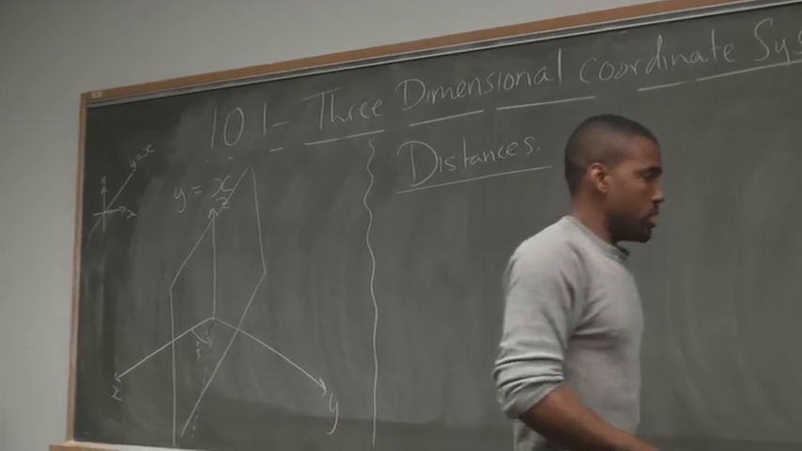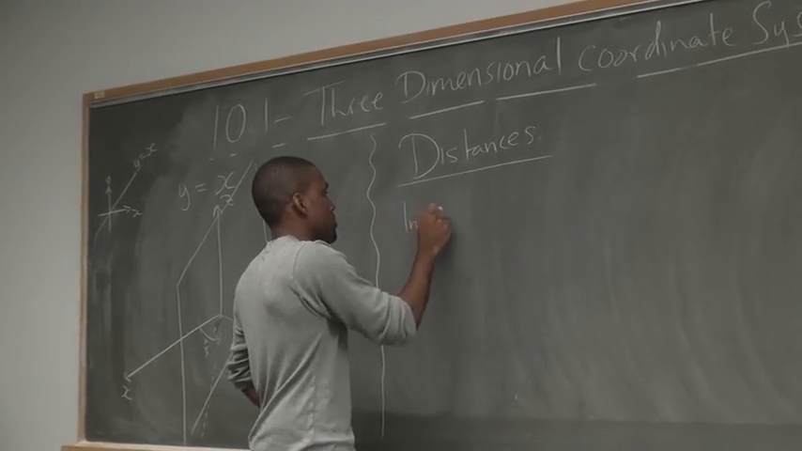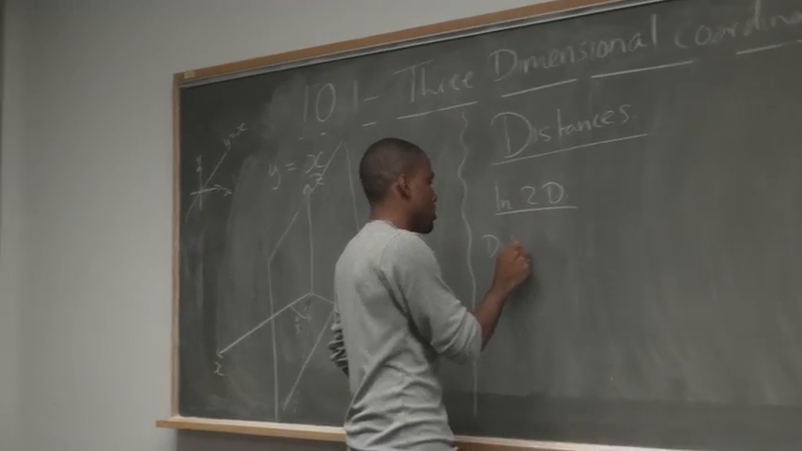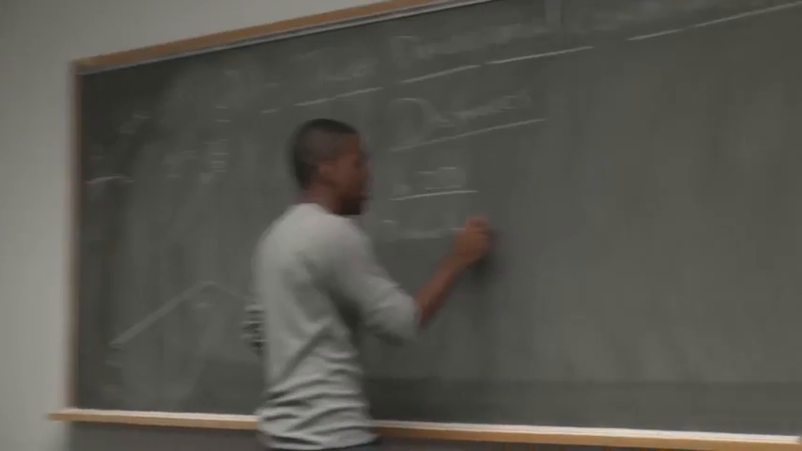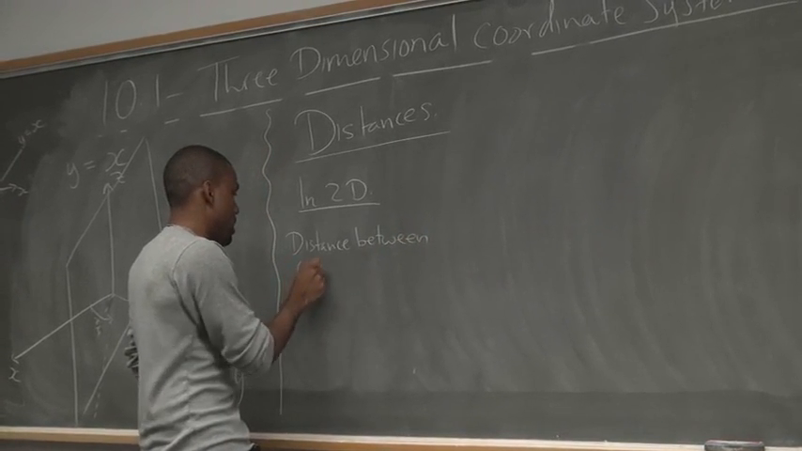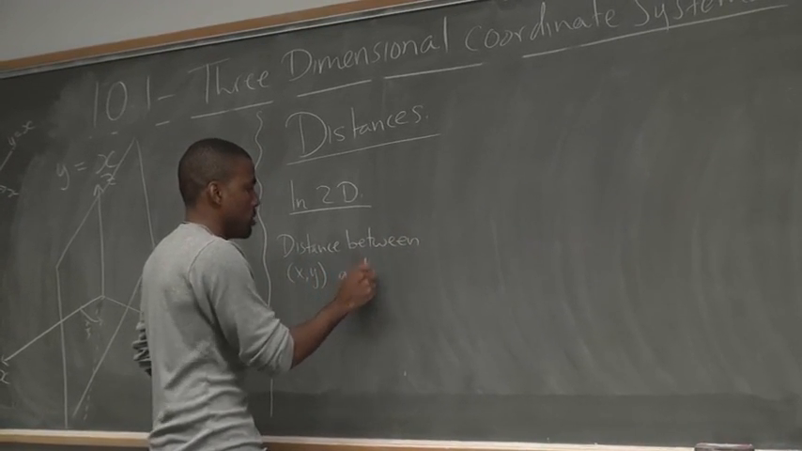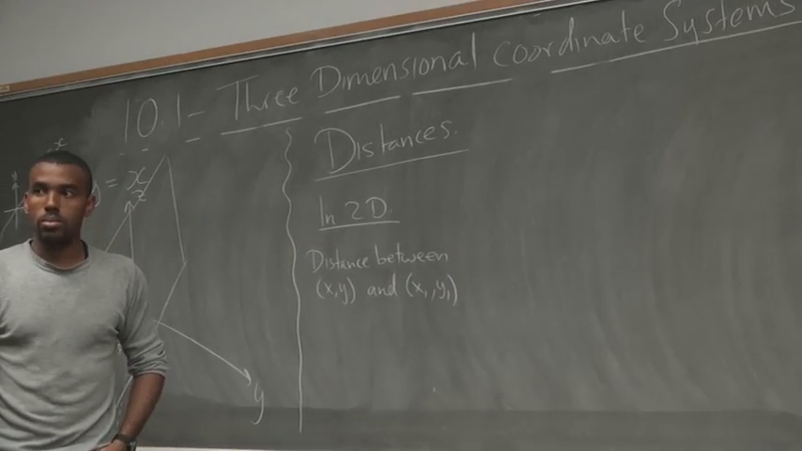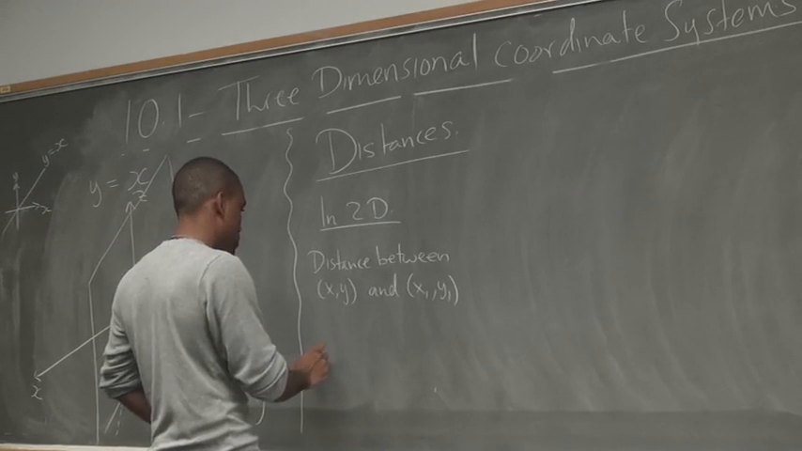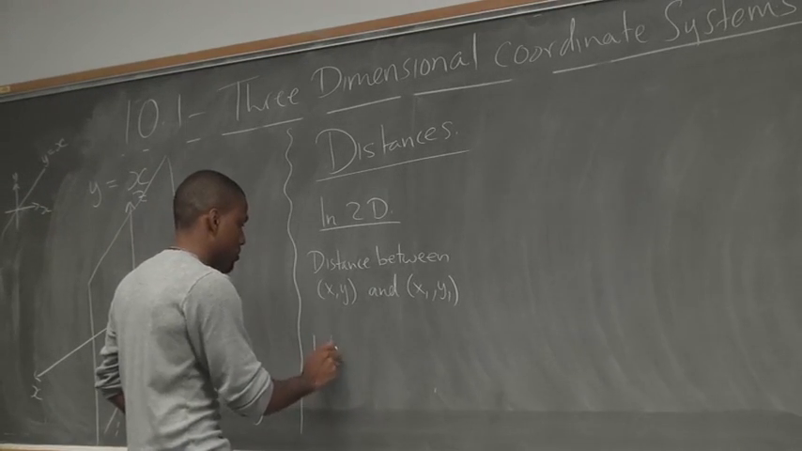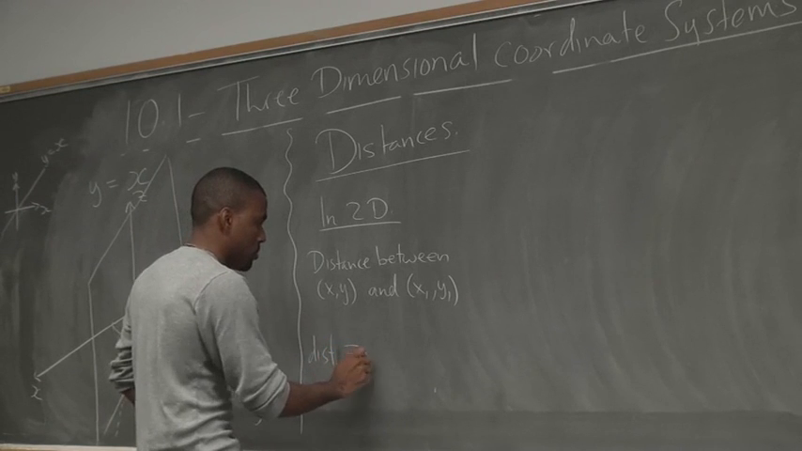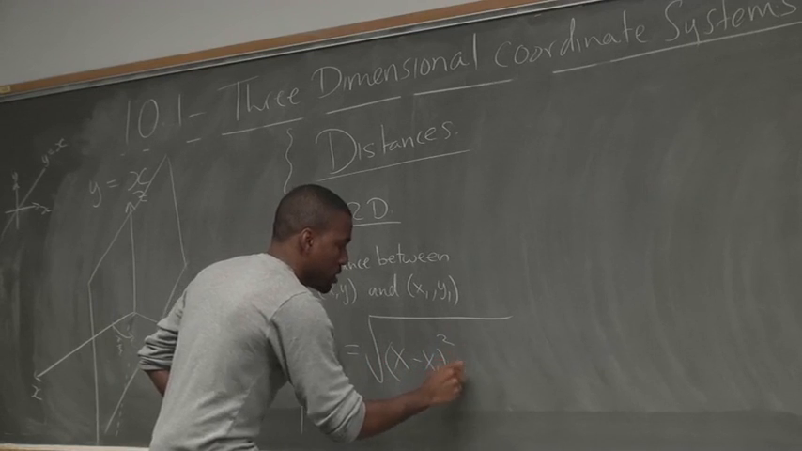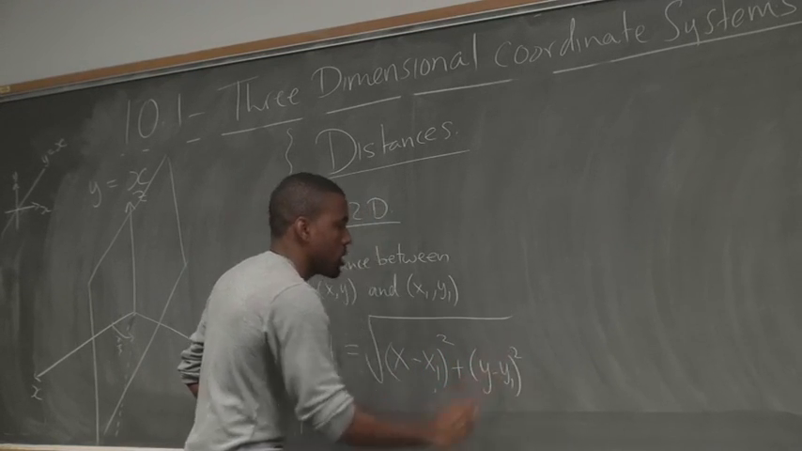How do we measure distances in 2D? Say I want the distance between x, y, and another point, x1, y1. What's the distance from? Square root of x1 minus x whole square, plus y minus y1 squared.